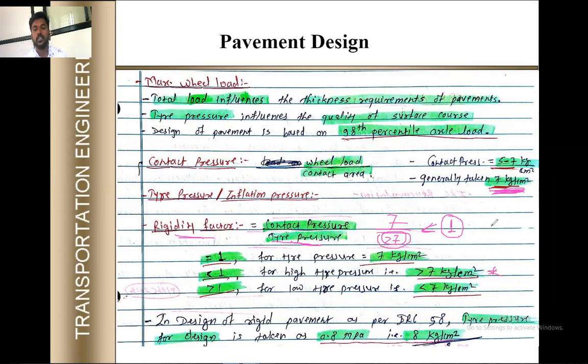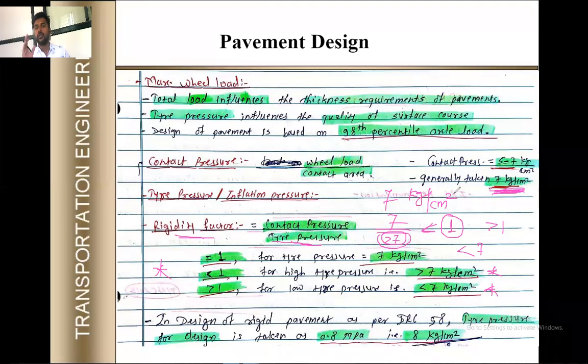Okay. When this ratio is greater than 1, it indicates tire pressure is less than 7. So this is very important. The rigidity factor: how to calculate the rigidity factor? It is the ratio of contact pressure to the tire pressure. Contact pressure is generally taken as 7 kg per centimeter square. Please keep the unit in mind: kg per centimeter square. Contact pressure is equal to 7 kg per centimeter square. It is generally taken for design, and the rigidity factor is calculated as contact pressure divided by tire pressure.